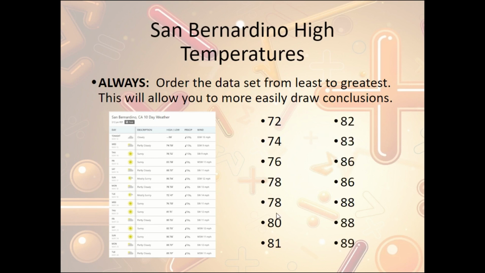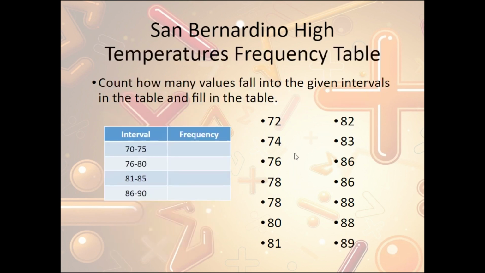So there's our data for the temperatures. Now we can go ahead and put these in intervals. From here, we can say how many fall between 70 and 75. Well, 1, 2 fall between there. Between 76 and 80, there's 1, 2, 3, 4. Between 81 and 85, there's 1, 2, 3. And then between 86 and 90, there's 1, 2, 3, 4, 5. So this is how you complete a frequency table.